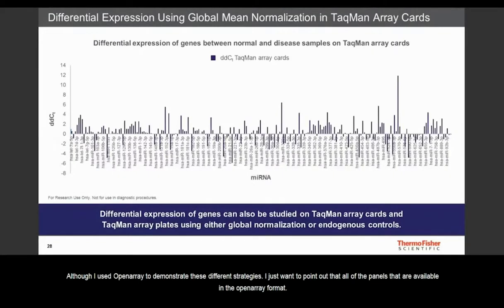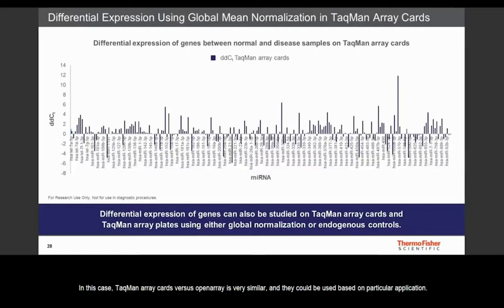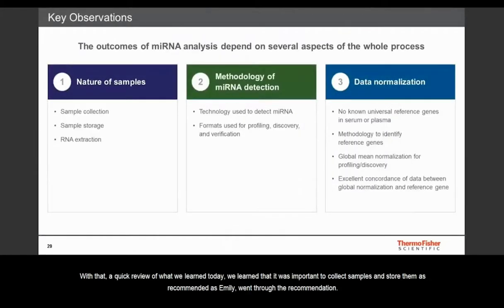Although I used OpenArray to demonstrate these different strategies, I just want to point out that all of the panels that are available in the OpenArray format are also available in the TaqMan Array Card format. And here is a data set which shows that the differential gene expression data you get from one format versus the other, in this case, TaqMan Array Cards versus OpenArray, is very similar, and they could be used based on particular application. With that, a quick review of what we learned today.